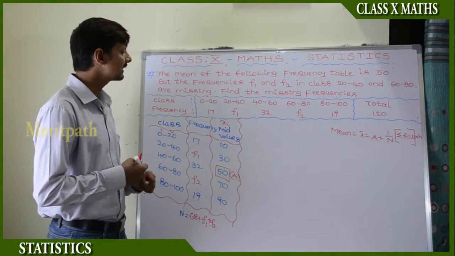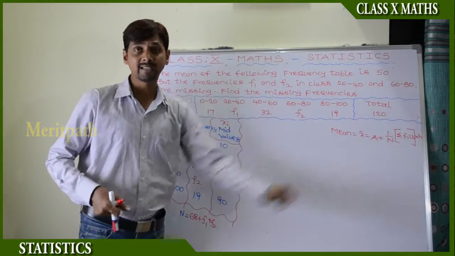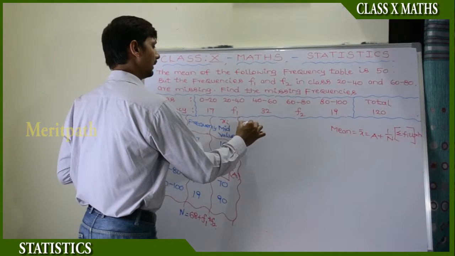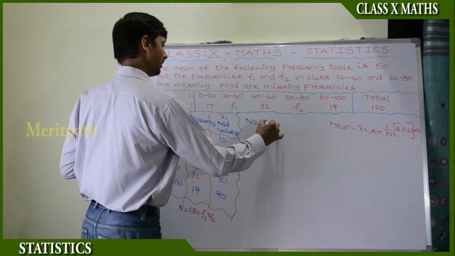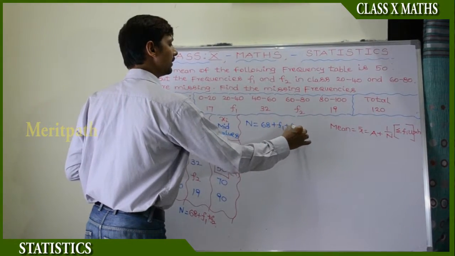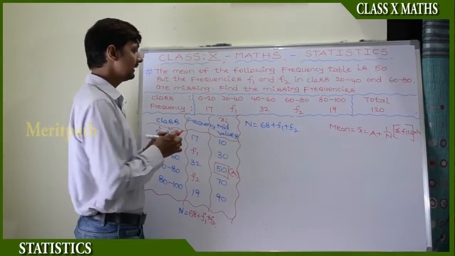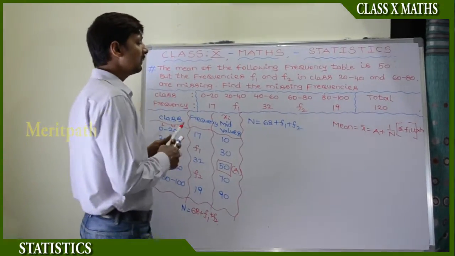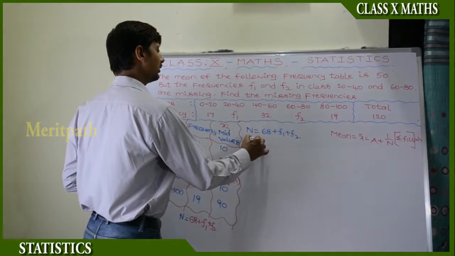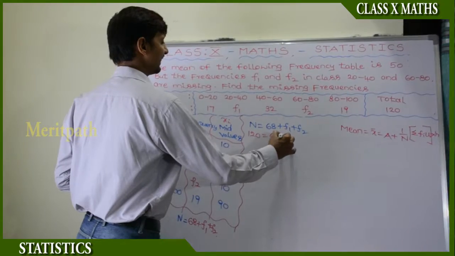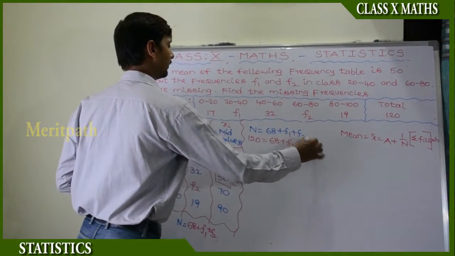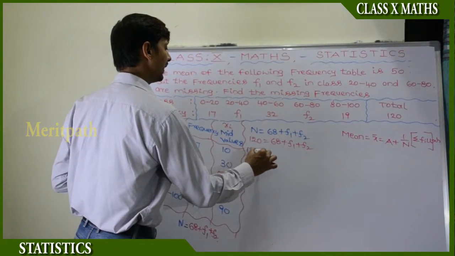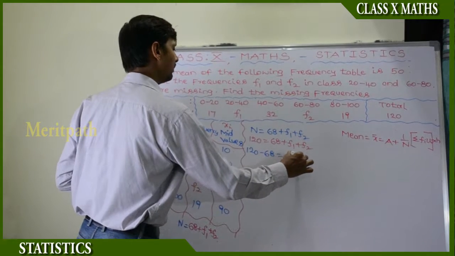So we know that the sum of the frequency is equal to 120. So the N value is equal to 68 plus f1 plus f2. From this, we know that the sum of frequency is given, that is 120. When we add all the frequencies, in the place of N we can take 120, which is equal to 68 plus f1 plus f2. When we transpose this value, this becomes 120 minus 68 is equal to f1 plus f2.